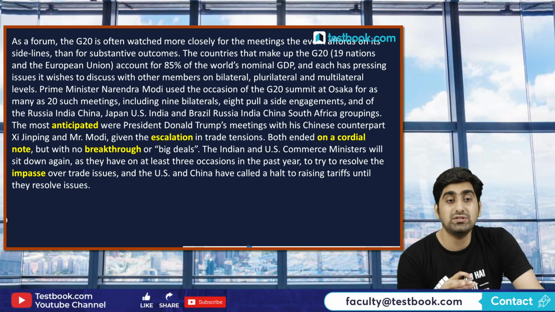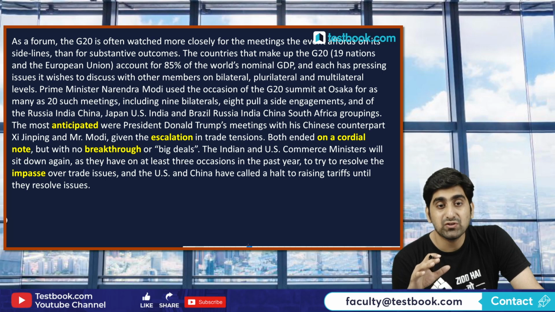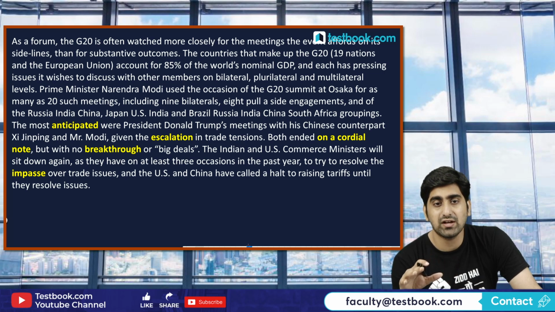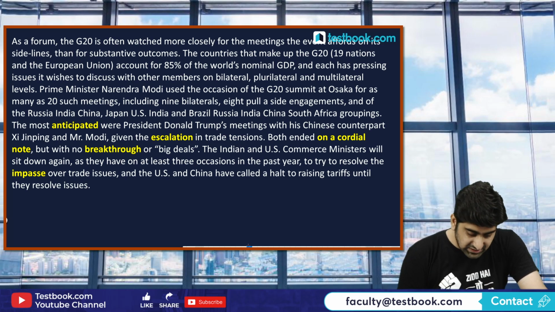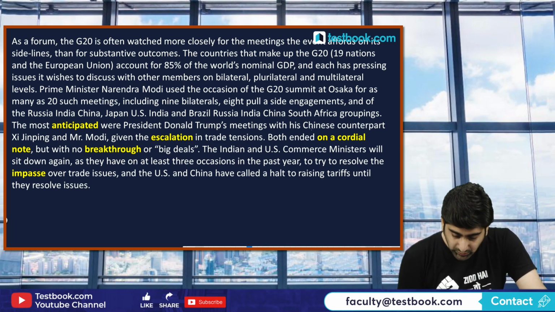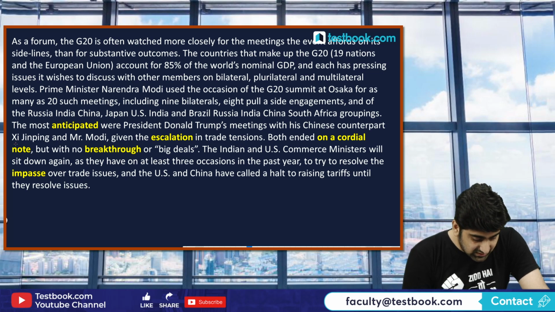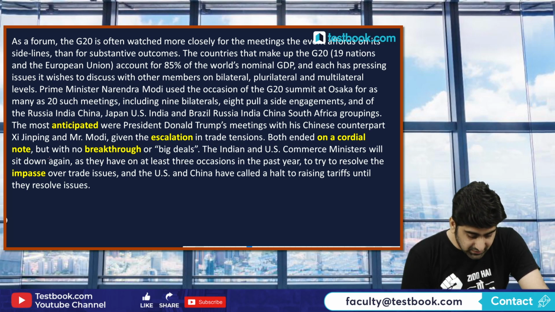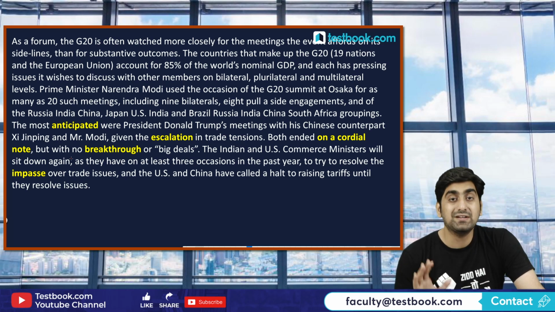Prime Minister Narendra Modi used the occasion of the G20 summit at Osaka for many, as many as 20 such meetings, including 9 bilaterals, 8 pull-aside engagements, and the Russia, India, China, Japan, US, India, Brazil, Russia, China, South Africa groupings. The most anticipated were President Donald Trump's meeting with the Chinese counterpart Xi Jinping and Mr. Modi. Given the escalation in trade tensions, both ended on a cordial note but with no breakthrough or big deals.